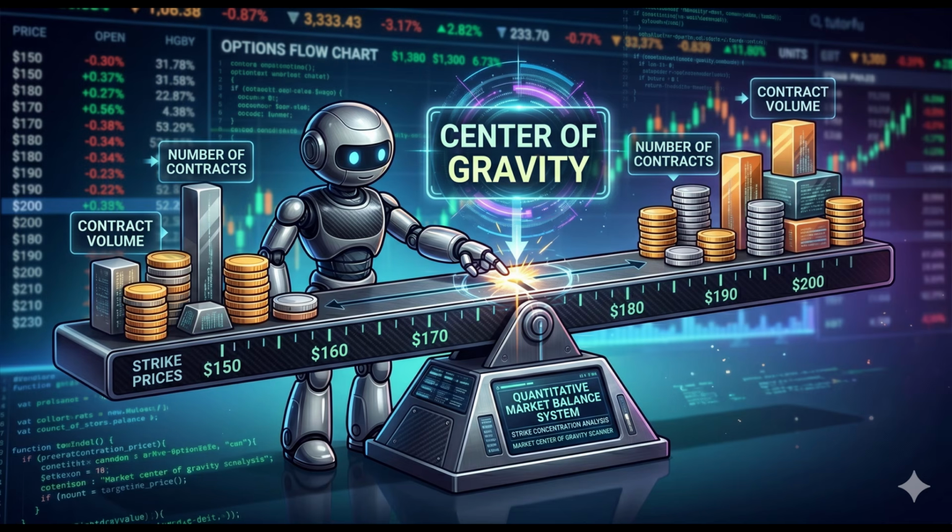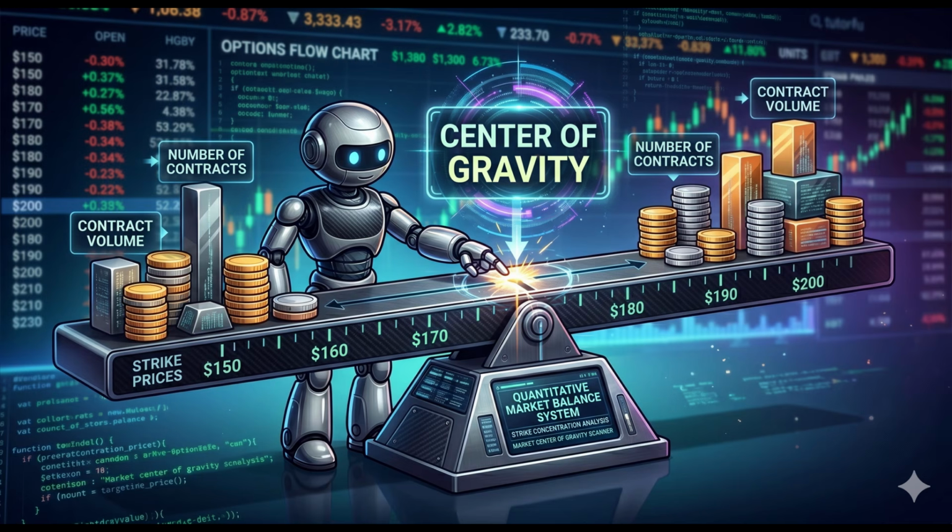If you aren't familiar with that term, imagine a giant seesaw. If you place different weights at different spots, the center of gravity is the exact point where it perfectly balances. In the options market, instead of physical weights, we're looking at the number of contracts. And instead of physical distance, we're looking at the strike prices. By calculating this, we find the exact weighted average price target where all the heavy capital balances out.